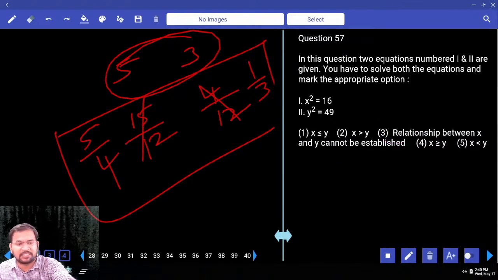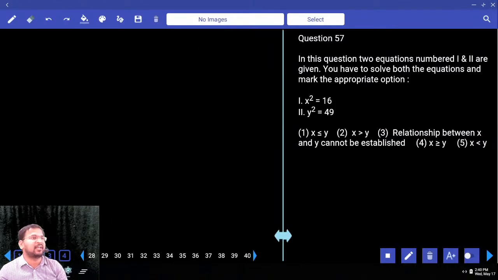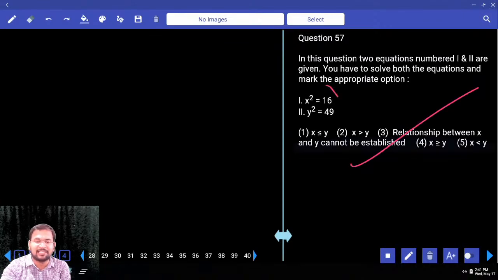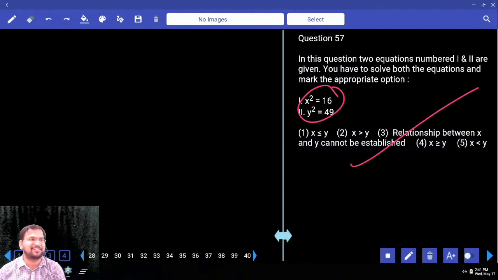X square is equal to 16, na? X is equal to plus or minus? Y square is equal to 49, na? Plus or minus? Whenever we get this type of situation, the answer is no relation. Okay, no need to go for the answer. Definitely we will get plus or minus. Okay?